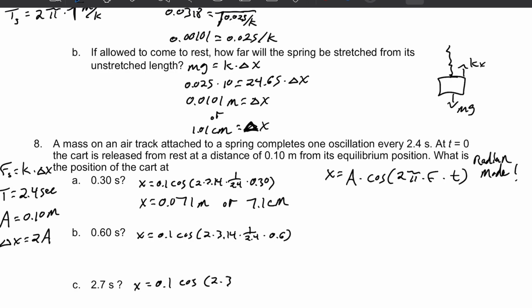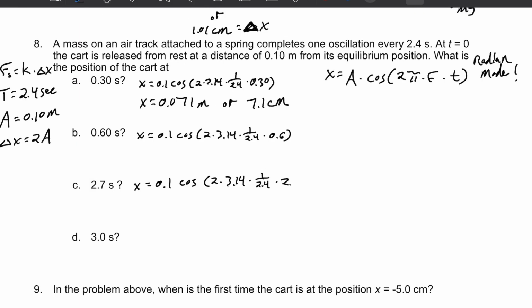C, x is equal to 0.1 times the cosine of 2 pi times the frequency, or 1 over the period, times the time that they gave us, 2.7. And then D, x is equal to 0.1 times the cosine of 2 pi times the frequency, which is 1 over the period, times the time, 3 seconds. We can do the math for each one of these.